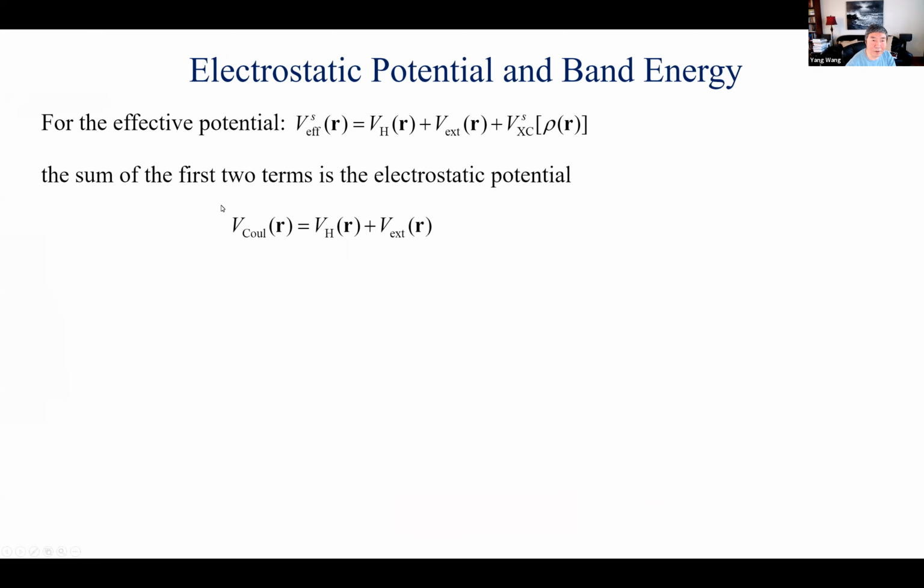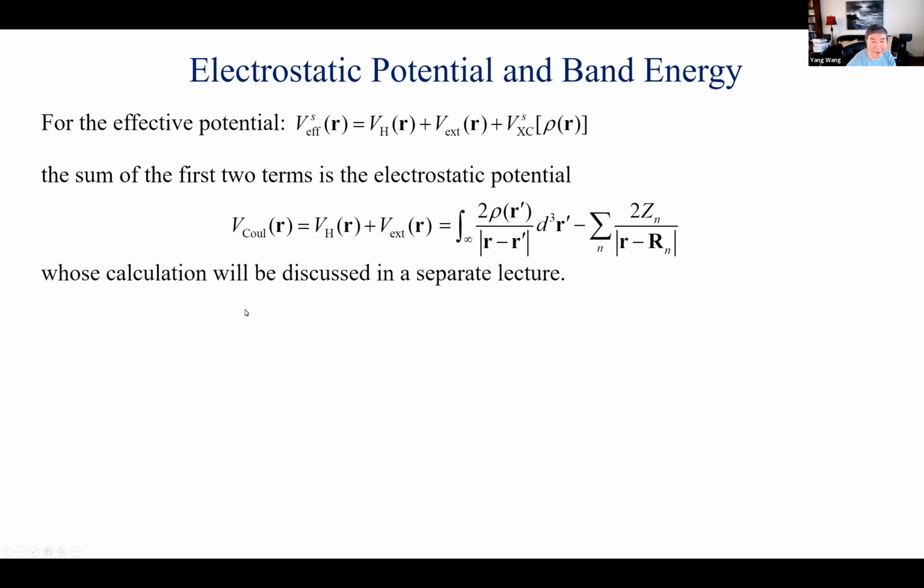Okay, then we'll take a look at the electrostatic potential and band energy. Again, the effective potential is given by this, just copied over from the previous slide. The sum of the first two terms is the electrostatic potential. This is the Hartree potential, and this is the external potential. The external potential is from all the ions, and the Hartree part is from the other electrons, electrostatic. Basically I just write down things like this. Again, the 2 is because of e squared. So there's a Coulomb potential, whose calculation will be this.